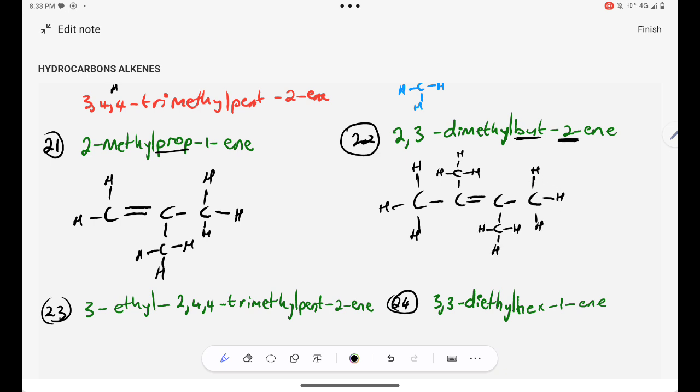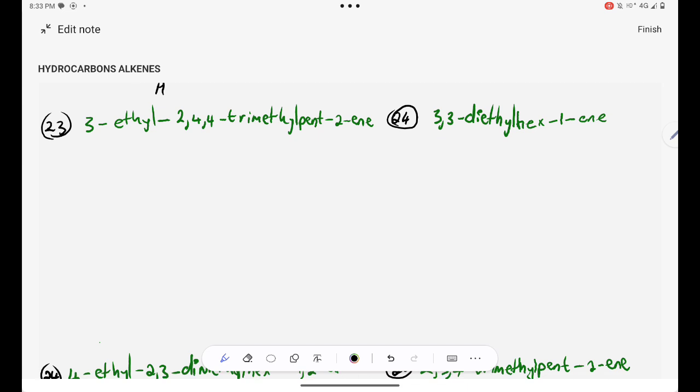Excuse me. Okay, the parent chain has 5 carbons. That's 1, 2, 3, 4, 5. Right? Between carbon number 2 and 3, I have a double bond. I'll simply indicate the double bond. And then at carbon number 3, I have an ethyl.